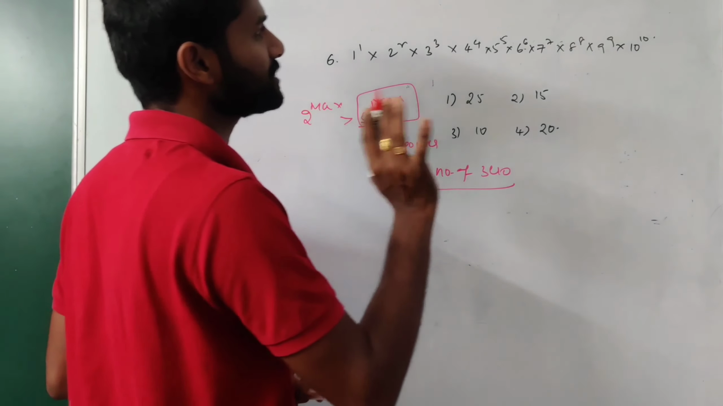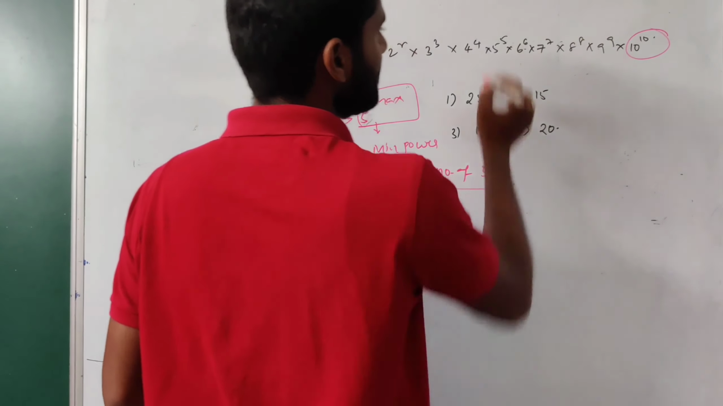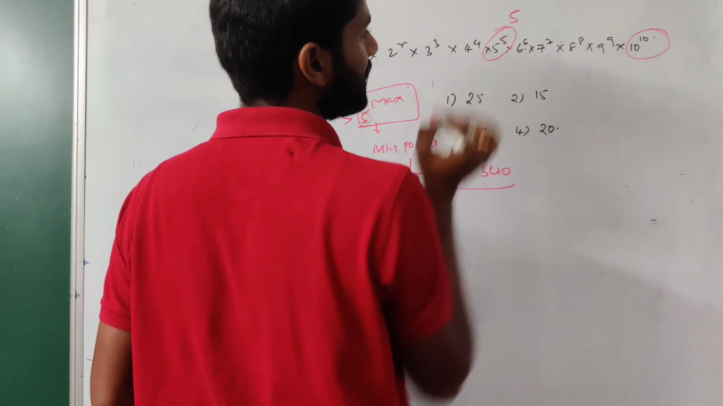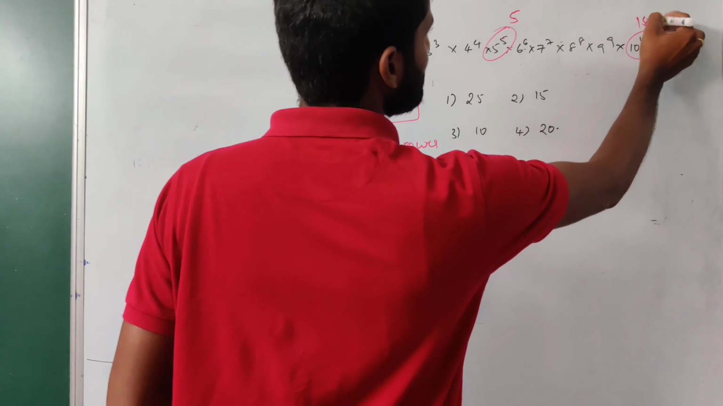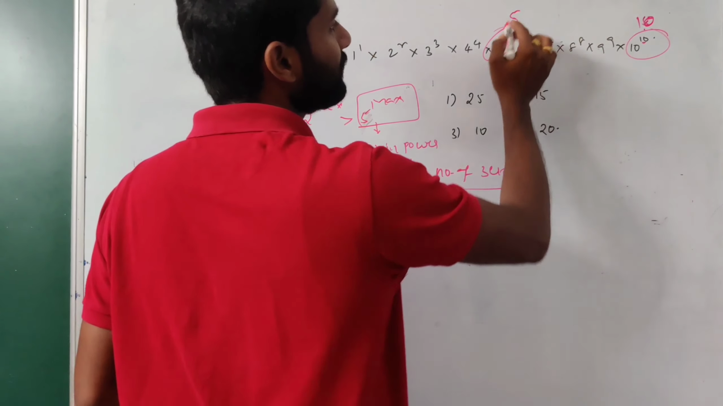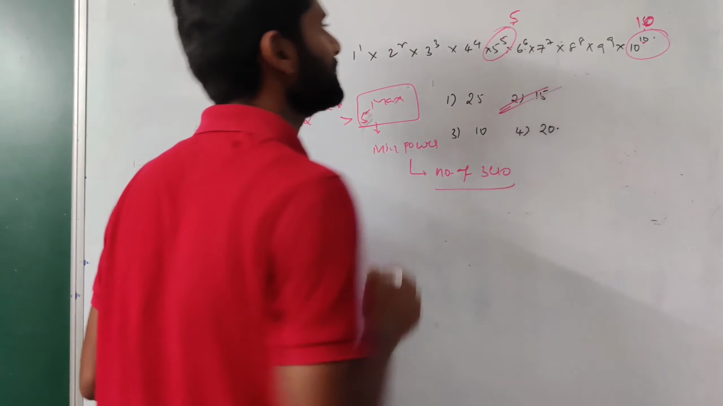Clear? See, so just focus. Here we get a 5, here we get a 5. So the number of zeros are 5 here. Here the number of zeros are 5. So 5 plus, sorry, here we have a 10, here we have a 5. The total number of zeros are 15. This is the direct answer.